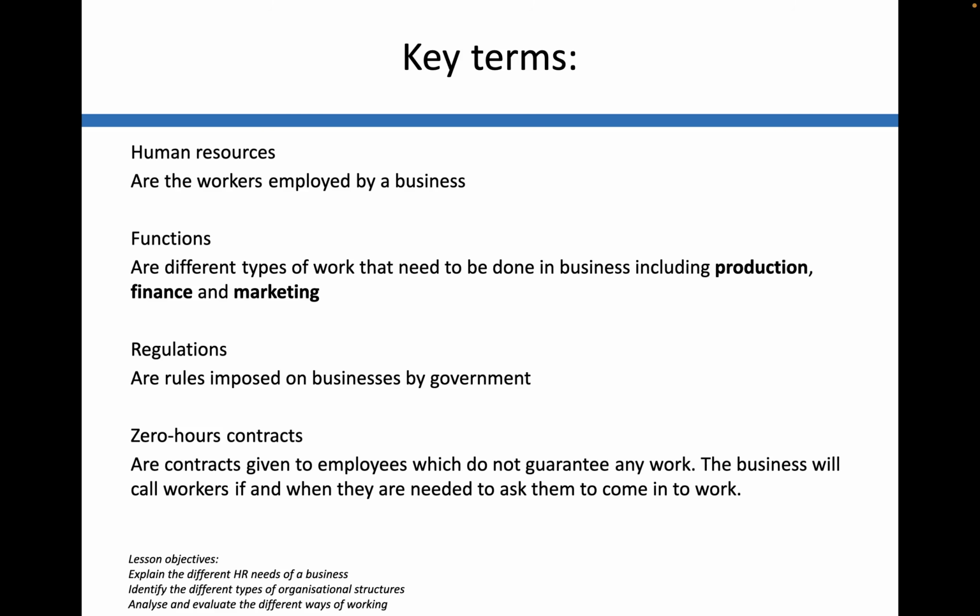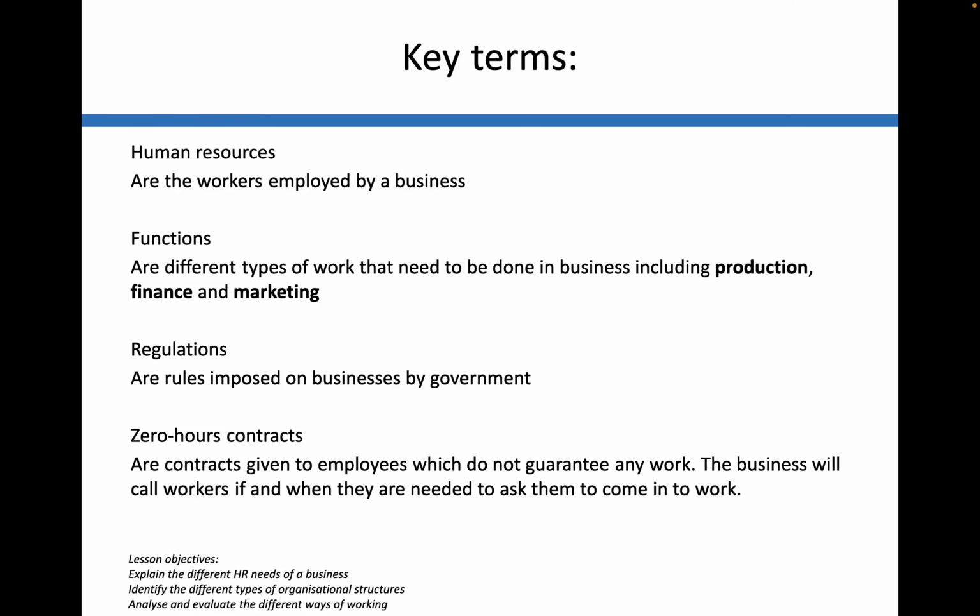Let's get started. So a few key terms to know in 3.1. Human resources is basically a term we use for the workers that are employed by a business. Functions are the different types of work that need to be done in a business. I think it's like production, finance and marketing, kind of a different way of saying departments. Regulations are the rules and laws that are imposed by government on businesses, and 0-hour contracts.